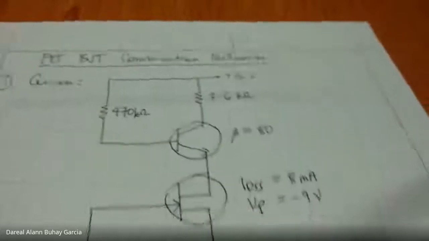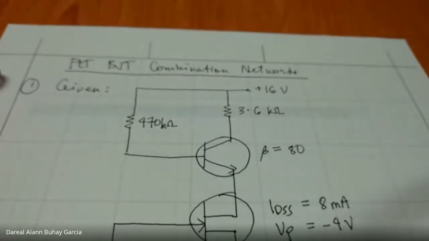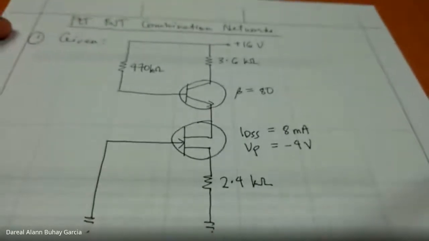FET biasing circuits. So far we have sufficiently covered enough material about FETs and BJTs for us to tackle and understand these types of circuits, as you can see on the screen, or in the camera, I mean. So FET and BJT combination networks. Okay. At least at the DC level.